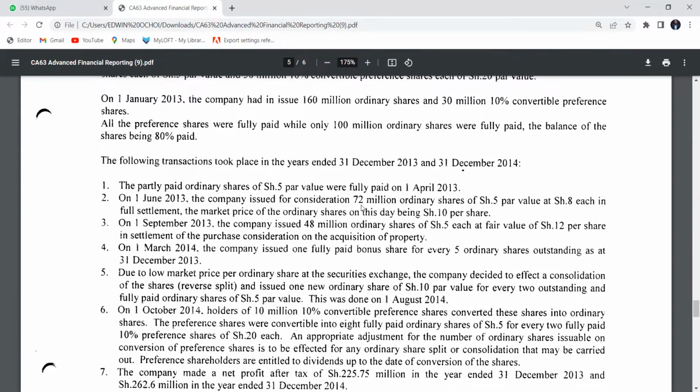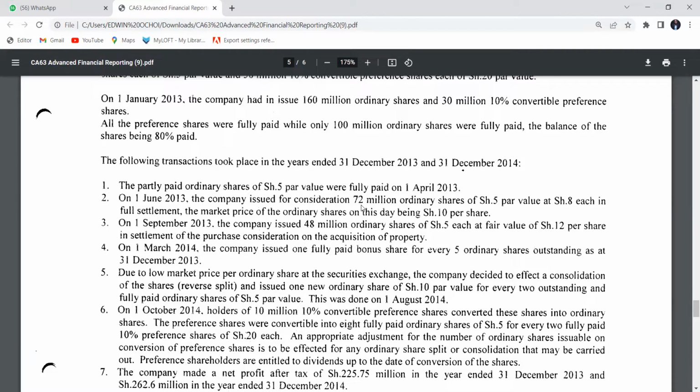Number two, on 1st June 2013, the company issued for consideration 72 million ordinary shares of shillings 5 par value at shillings 8 each in full settlement, the market price of the ordinary shares on this day being shillings 10 per share. Number three, on 1st September 2013, the company issued 48 million ordinary shares of shillings 5 each at a fair value of shillings 12 per share in settlement of the purchase consideration on the acquisition of property.